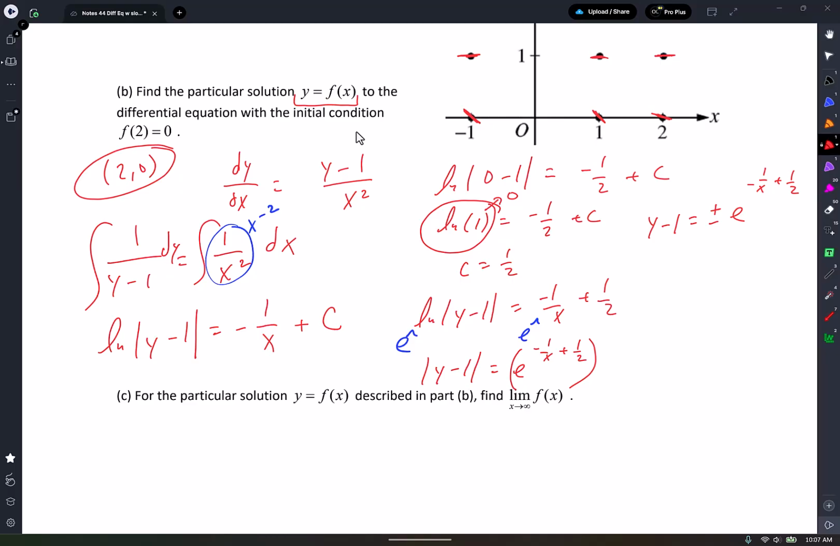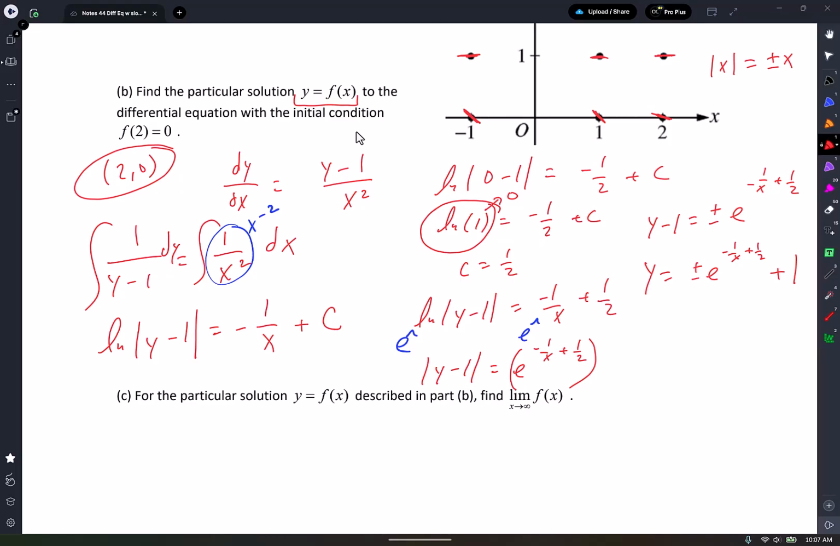Why did you do that? Remember that absolute value of x is equal to plus minus x. In a little bit, we're going to determine whether it's a positive 1 or the negative 1. We're going to let the condition tell us. Move the 1. So y equals plus minus e to the negative 1 over x plus 1/2. The plus minus is only for the e. And then when I move that 1, it's going to be plus 1.